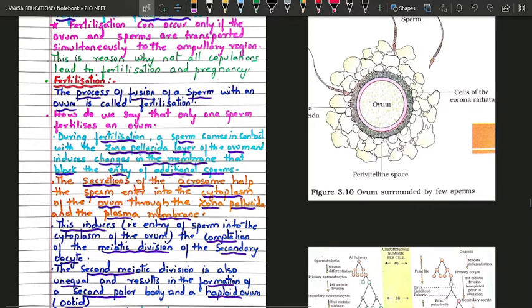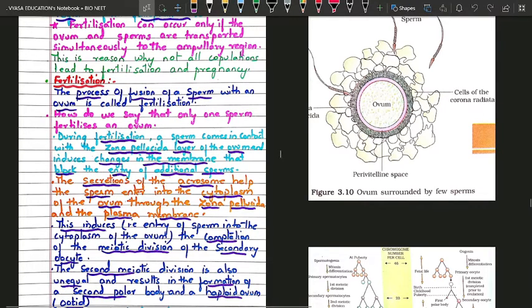It induces changes in the membrane. So immediately what happens? Changes occur in this membrane. When the sperm head comes in contact with the zona pellucida, any one sperm that arrives, it need not be this one or that one. So when any one sperm comes in contact with the zona pellucida, changes occur in the membrane. And as soon as the membrane changes, it blocks the entry of the additional sperms. So this is the reason.